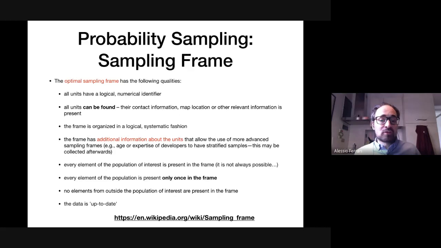No elements from outside the population of interest present in the frame. Also, this is not always possible, and as I just said, in your sampling frame, in the list that you have access to, you may have people that you are not interested in as respondents of your survey, and the data is up to date.